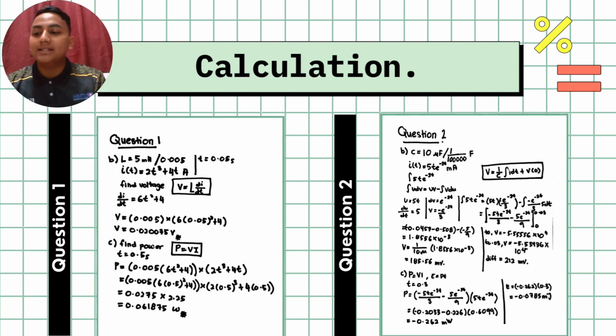Next, for 2c, the question asks to determine the energy stored at time t equals 0.3 second. So we need to calculate the power first. For the power we can use the formula p equals vi. We substitute, and we get p equals negative 0.262 milliwatt. And we calculate the equation for the energy, e equals pt. We substitute the formula, with p equal to negative 0.262 and t 0.3, and we get negative 0.0785 millijoule.